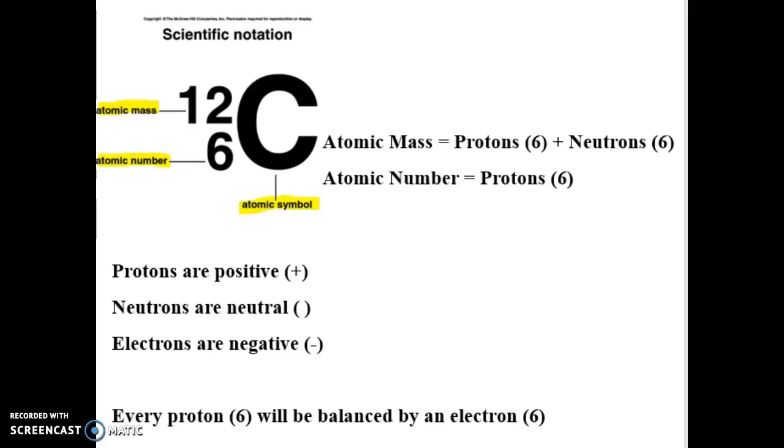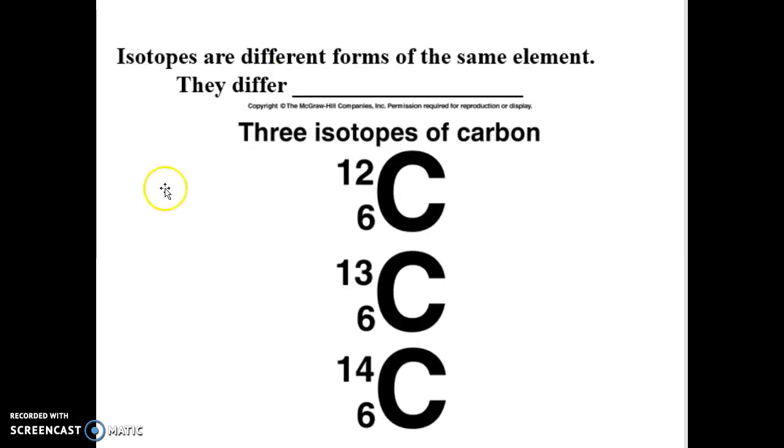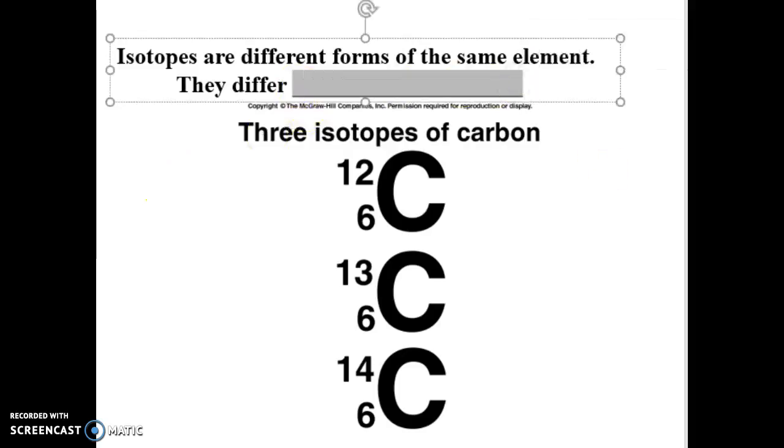Okay, so again, this version of carbon has an atomic mass of 12 and an atomic number of 6 protons. Because the combination is 12, that means we have to have 6 neutrons. Now, sometimes we see elements come in different forms. These are called isotopes. An isotope is basically a different form of the exact same element. The isotopes will differ in the number of neutrons.